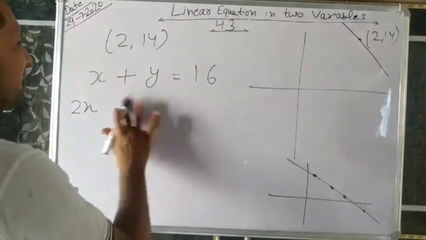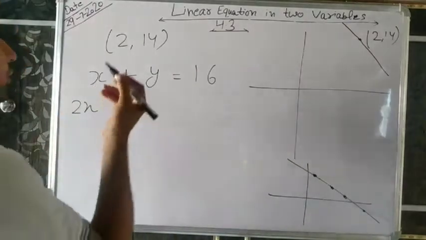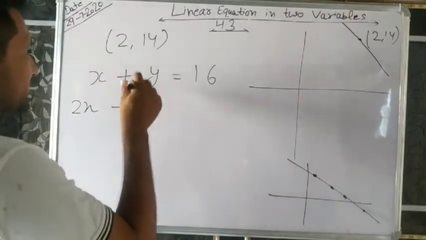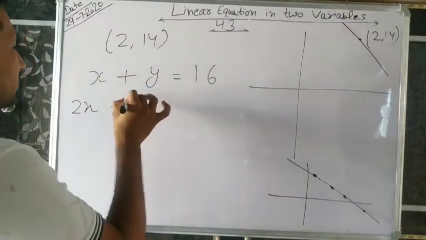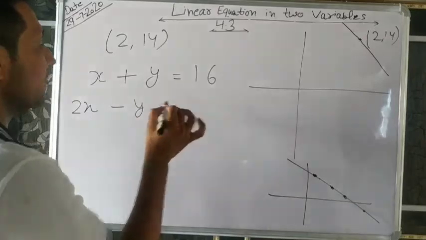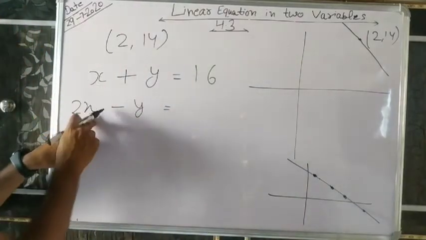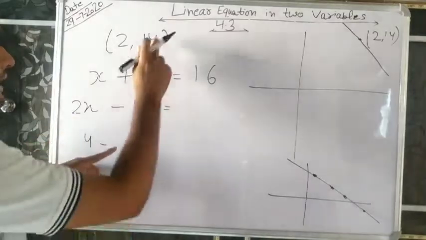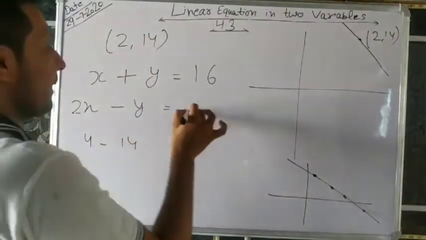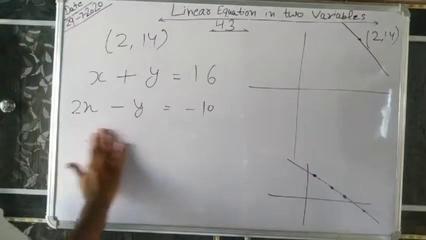And y is any number you can write. What you want, you can write minus also. Minus y. And equal to, now 2 in x is 2. 2 into 2, 4. 4 minus 14, how much? Minus 10. It is the equation.